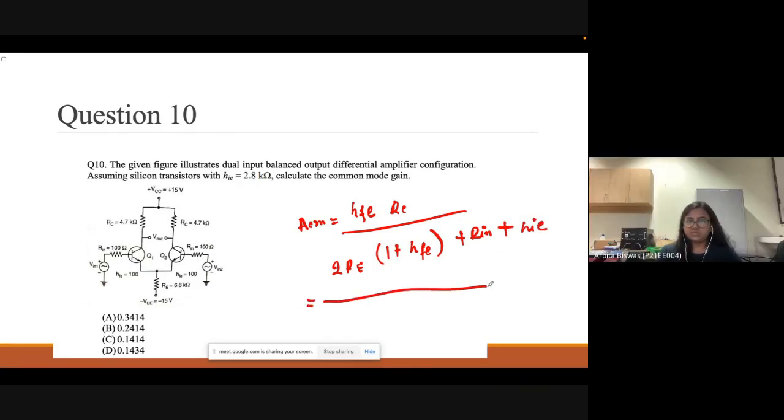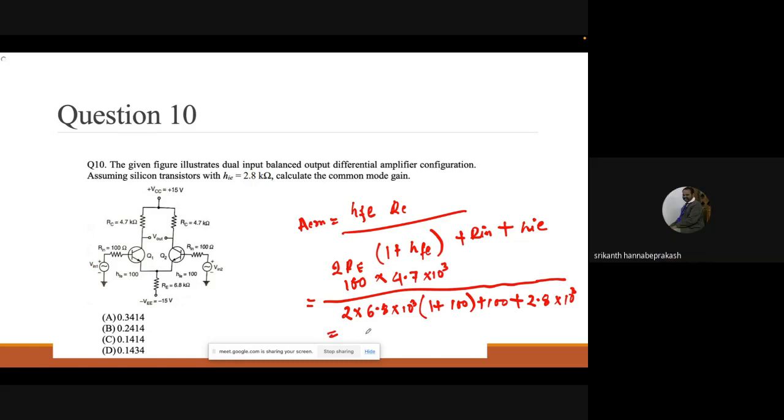Yes, now calculate. HFE value is 100. Then RC is 4.7 into 10 to the power 3. Then twice of RE, 6.8 into 10 to the power 3. Then 1 plus HFE is 100 plus 100, plus 2.8 into 10 to the power 3. It is coming 0.3421.